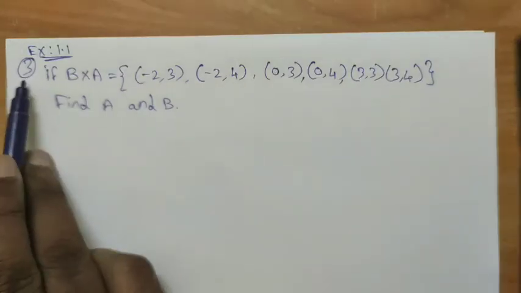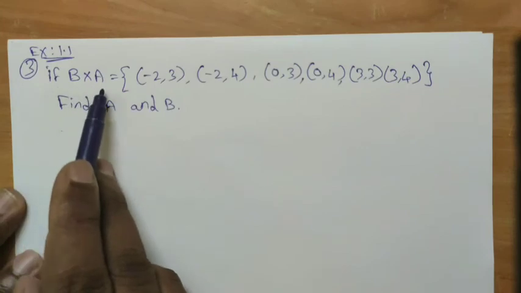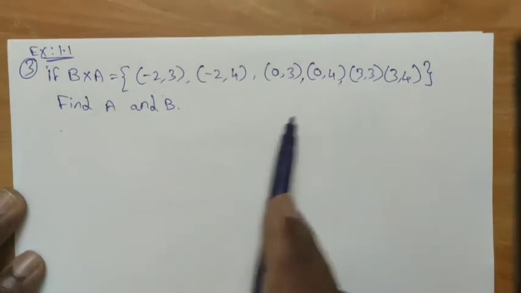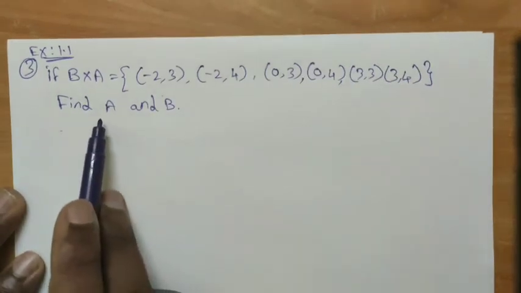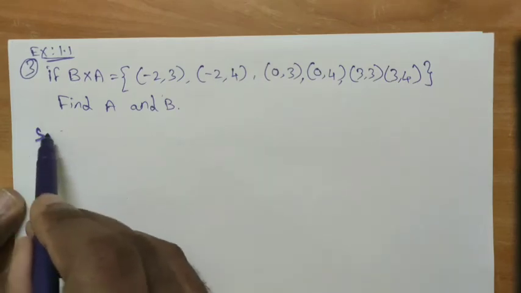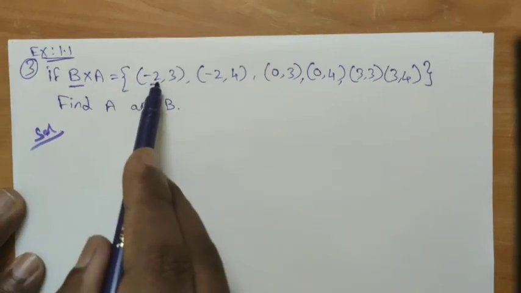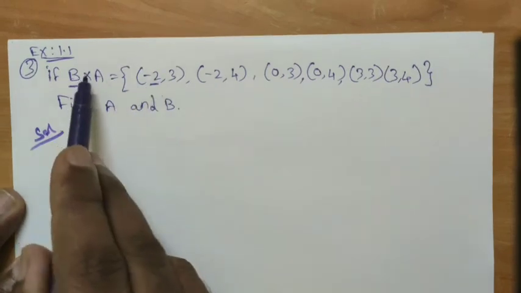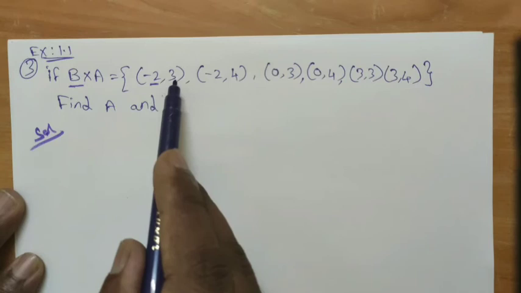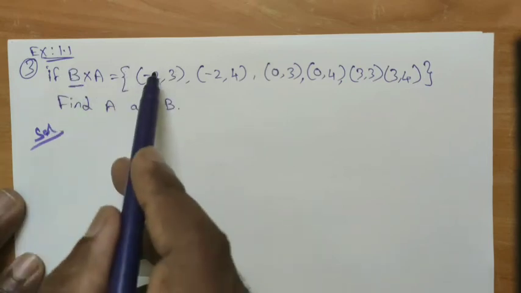Next, question number 3. If B cross A is given as a set in ordered form, find the value of A and find the sets A and B. Solution. We know that the B set is first, which means the first element belongs to B and then the second element belongs to A.